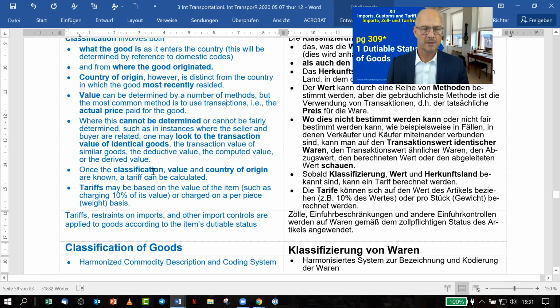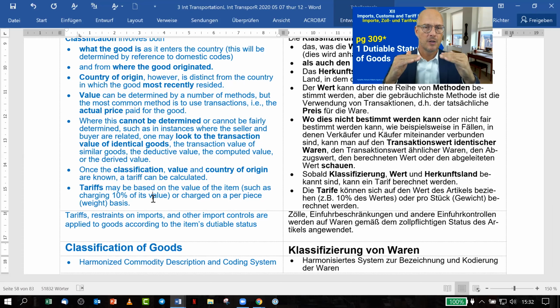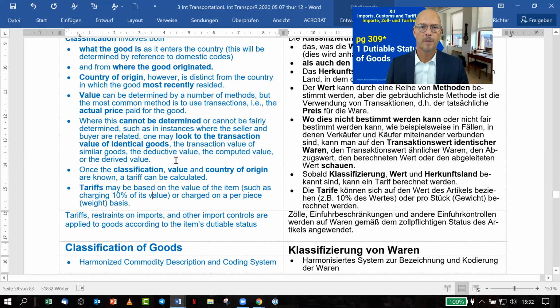Once the classification, the value and the country of origin are known, then the tariff can be calculated. A tariff means that you have, for example, a percentage of its value, or a tariff per piece, and if you want to import this into a country, you have to pay this tariff. This of course makes the good pricier, so you don't have the same price as if you sell it in your home country.